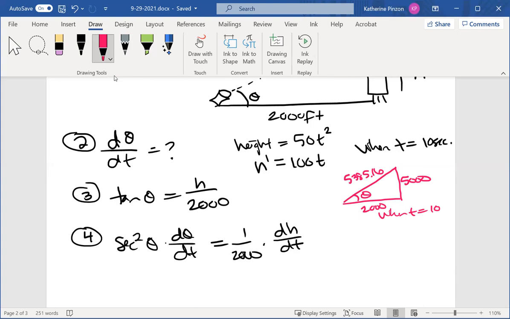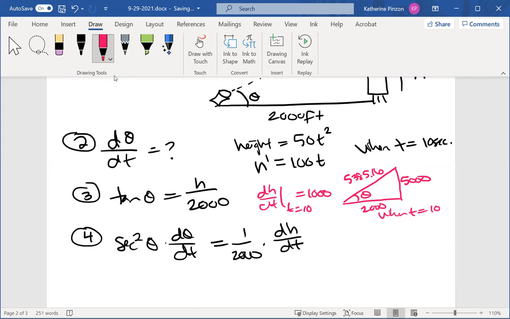Okay, so I found the pink triangle using the stuff I knew with t equal to 10 seconds, because that's the moment I care about, right? What about dh dt? How do I find dh dt when t is 10? You plug it into h prime, right? So dh dt when t is 10 is 100 times 10, 1,000.